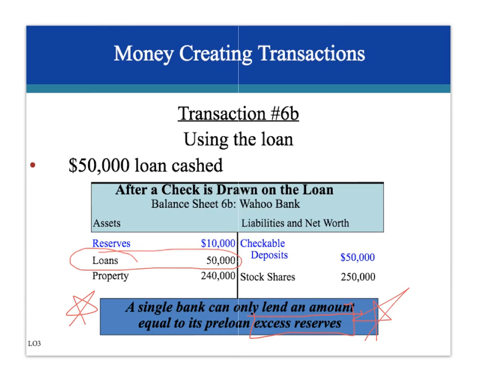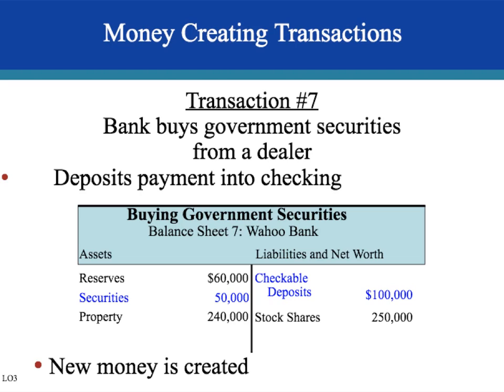So money is created when loans are made, and money is destroyed when loans are paid back. Okay, so let's go back to the balance sheet that we were looking at in transaction 5. And so let's say in this case, the bank buys government securities from a dealer. Securities are stocks, bonds, and other financial assets. So securities appears here as an asset.